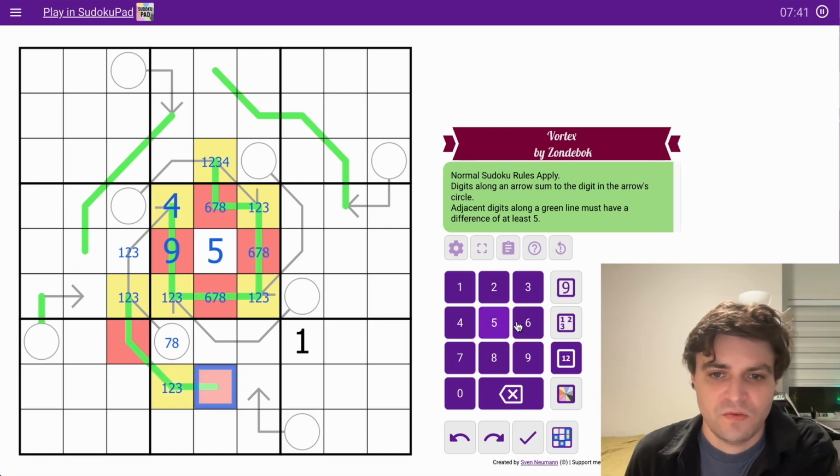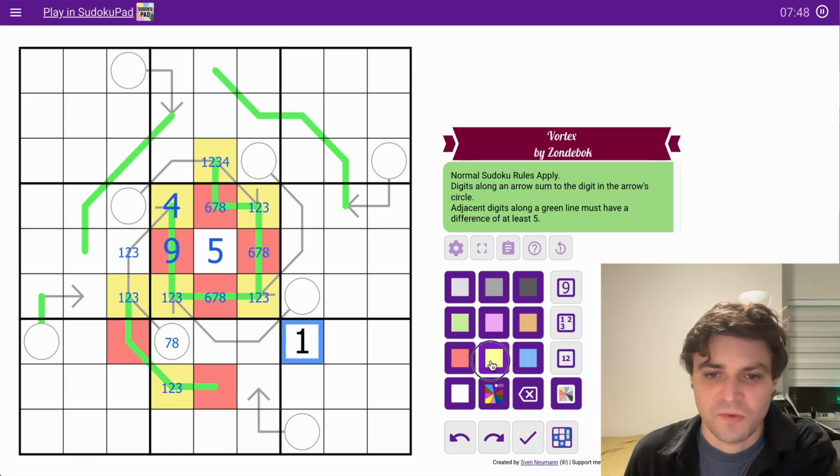You must be a 6, 7, 8, or 9. And the same is true for this one. Maybe I'll make this one yellow too, just so we have a little bit of consistency.